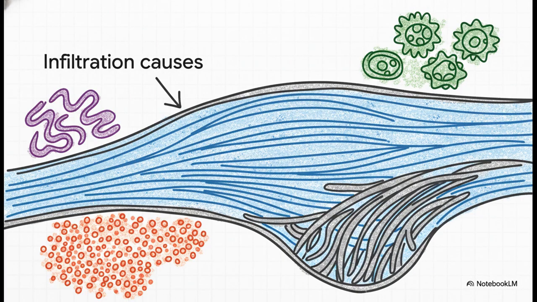What makes the heart so stiff? Well, it's often caused by infiltration. That's when abnormal stuff gets deposited inside the heart muscle. A classic example is amyloidosis, where these abnormal proteins build up in the tissue and make it rigid. And interestingly, that iron overload condition we mentioned before, hemochromatosis, it can cause this stiff heart too.